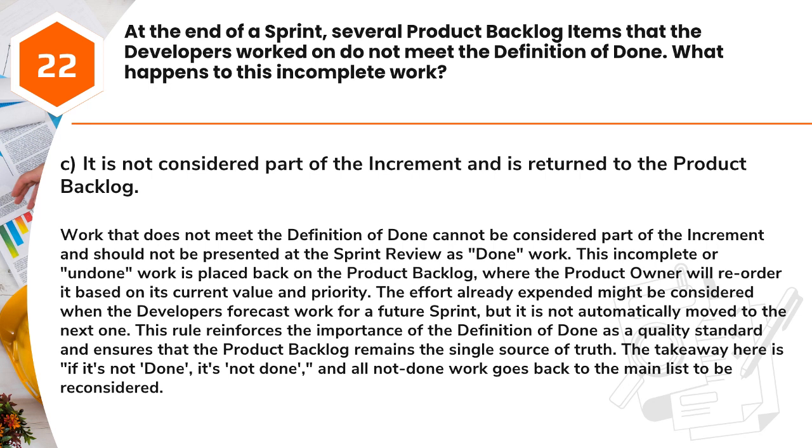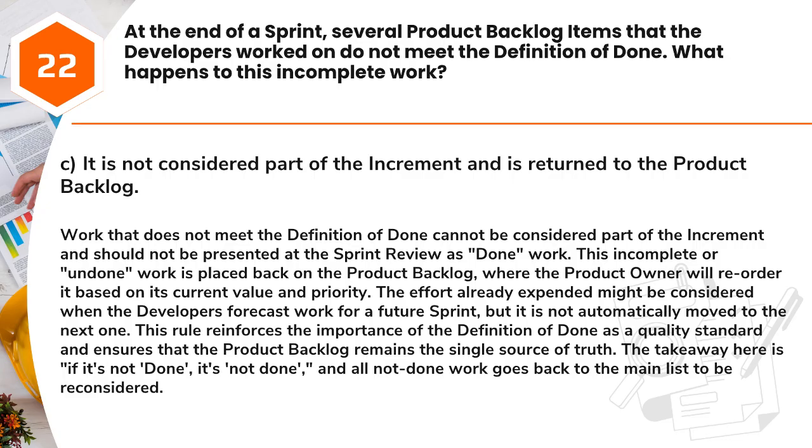Answer. C. It is not considered part of the increment and is returned to the product backlog. Work that does not meet the definition of done cannot be considered part of the increment and should not be presented at the sprint review as done work. This incomplete or undone work is placed back on the product backlog, where the product owner will reorder it based on its current value and priority.